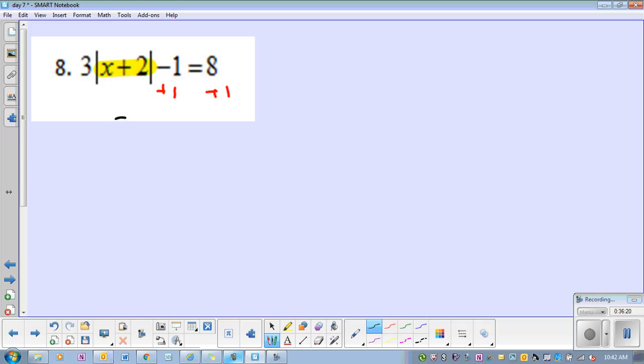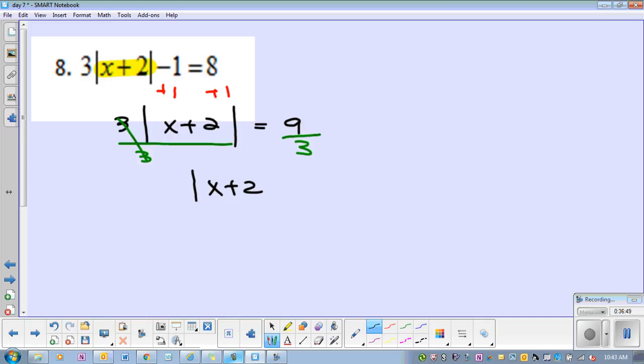And then that still leaves me with 3 times the absolute value of x plus 2. And that equals 9. What should I do now? Thank you, Abner. So good. Divide by what? 3 on both sides. Crosses those out. Right? Tom, are you writing this down? Absolute value of x plus 2 equals, what's 9 divided by 3? Huh? 3.